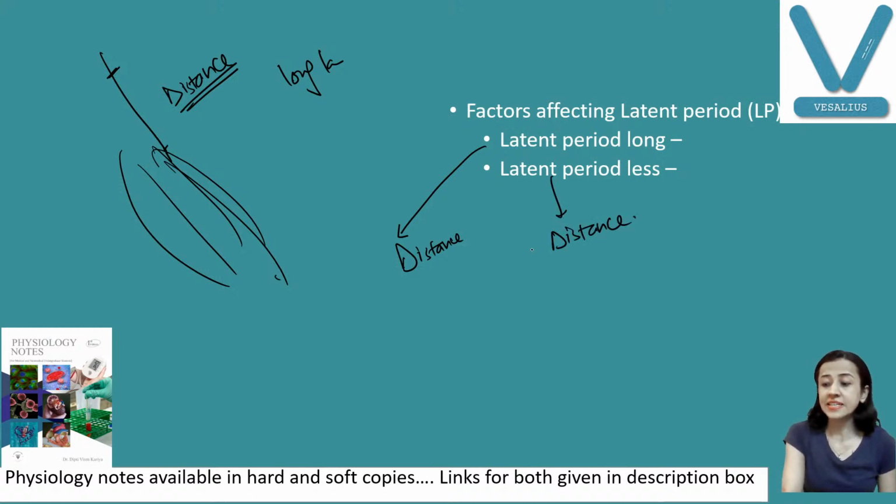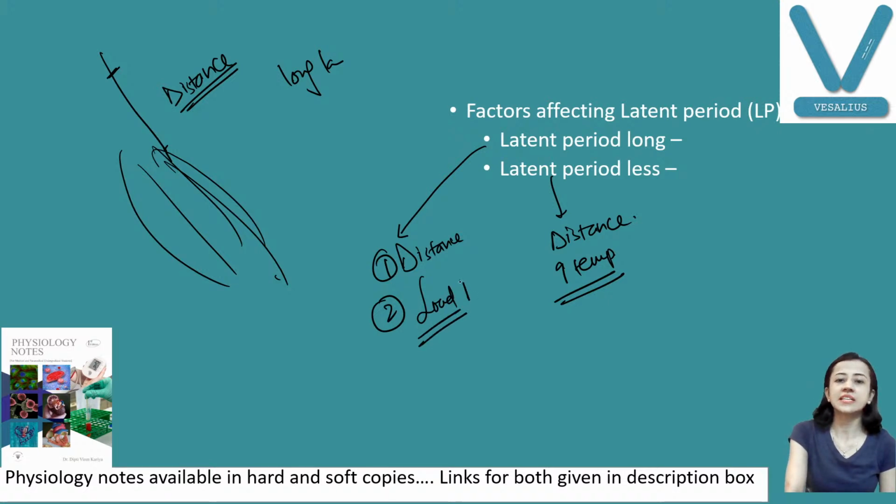Second thing, the latent period decreases with an increase in temperature, because when temperature increases, all the periods are shortened because of a decrease in the elasticity of the muscle tissue. One more important thing for an increased latent period, besides distance, is load. If you are lifting a load, the latent period increases. Load increases, latent period increases.